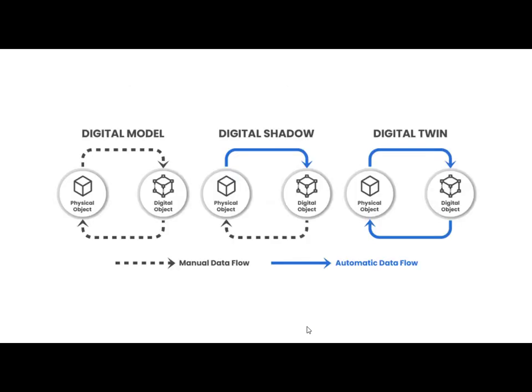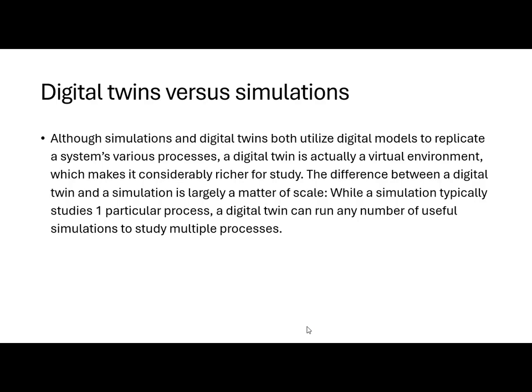Here is another infographic that shows the three elements: the digital model, the digital shadow, and the digital twin. The dotted line is for manual data flow, and the blue continuous line is the automatic data flow between the physical object and the digital object.